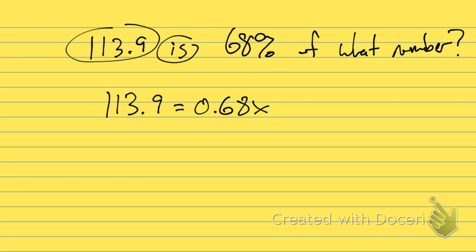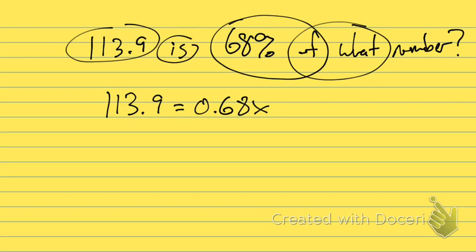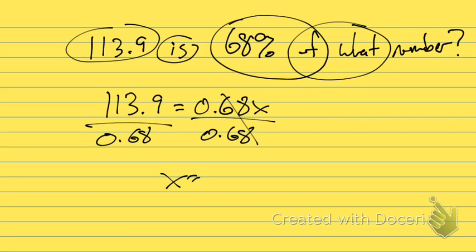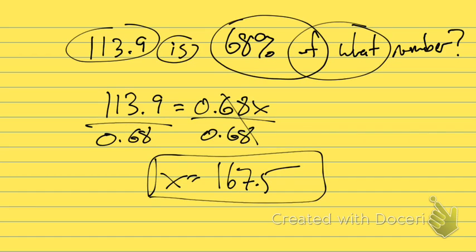So check it out. 113.9 is 68% of what number? You guys seeing how that's just what it is? Okay. So then to get x alone, divide by 0.68. This is much easier. When I divide by 0.68, I should get a number that's larger, right? When you divide by a number less than 1, you get larger, so 167.5. See, it's really simple. There's nothing to memorize. But you do need a calculator. Yep. Okay.